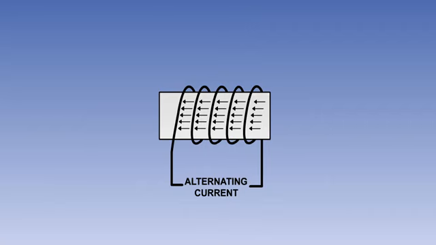A third way is to place the material inside a solenoid, which is supplied with an alternating current. Solenoids are fully explained in another lesson.